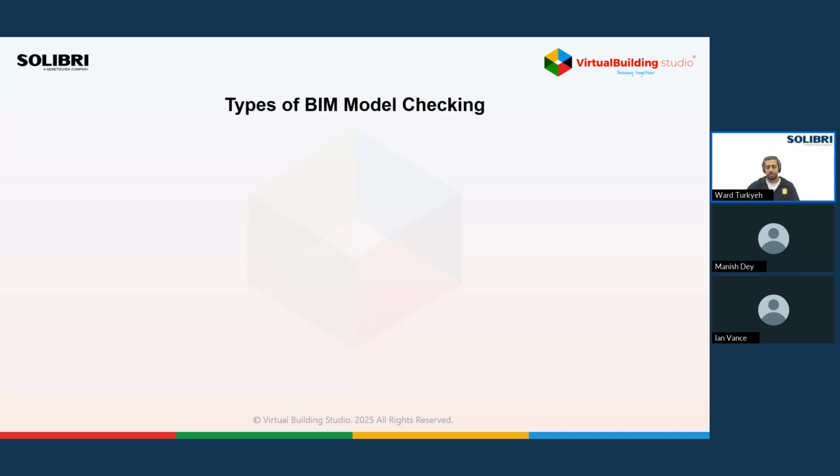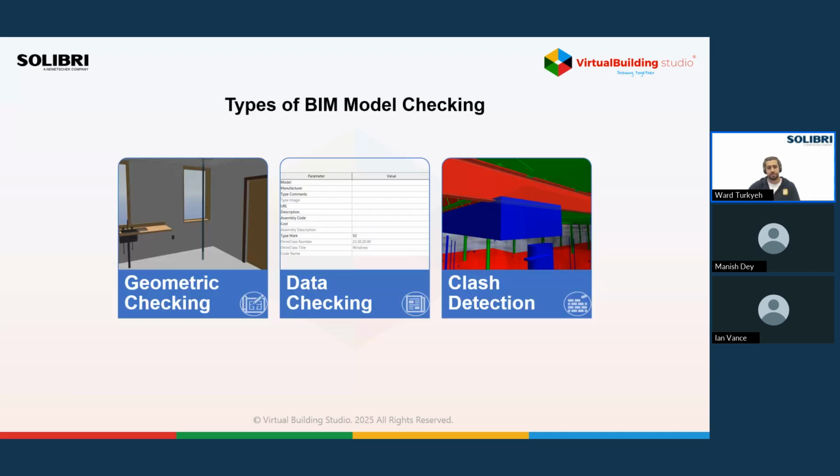So personally, I divide the BIM model checking process into three main checks, I would say, or three main categories. The first one is geometric checking, which includes accessibility for the elements, dimensions, free spaces, and so on, ensuring that the geometry is correct in the BIM model. Not only that, but also we have data checking, ensuring that the classifications, the codes, the naming conventions, and the information that we're providing in the BIM model are reliable and can be used for asset management later on in the project. And of course, the classic one, the clash detection.